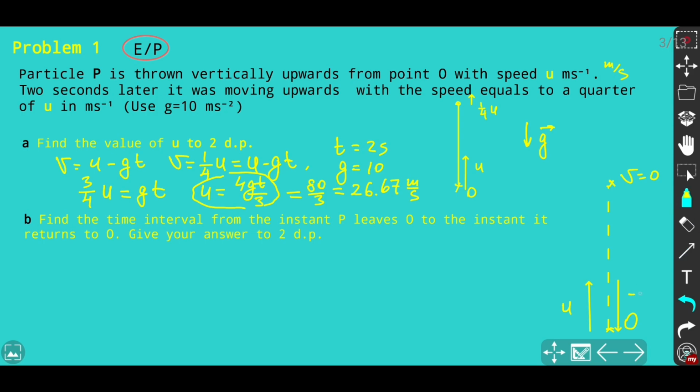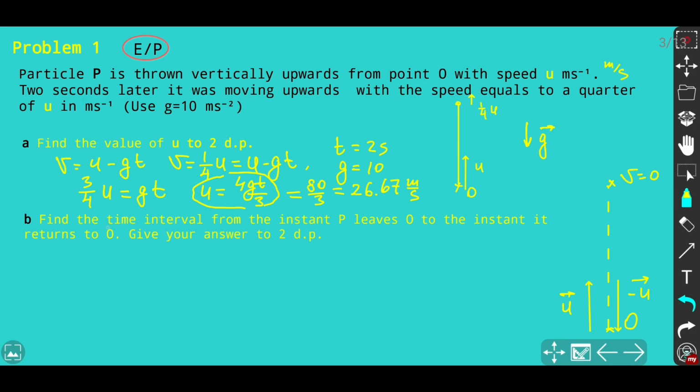So that means you can say in terms of vector, velocity is going to be negative u, obviously, but the value is going to be the same. If you're not sure, you can derive this fact on your own, okay? But I'll use this fact. So, which formula to use in order to find the time interval?